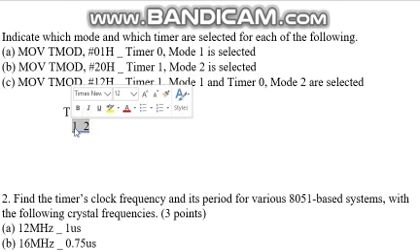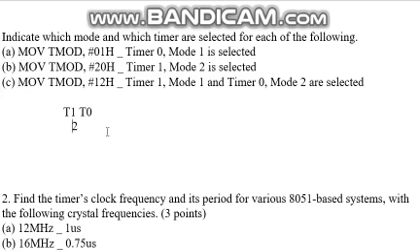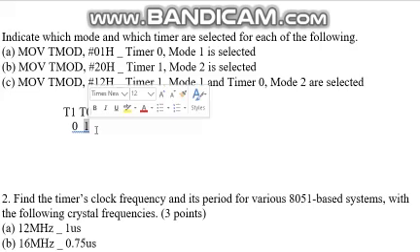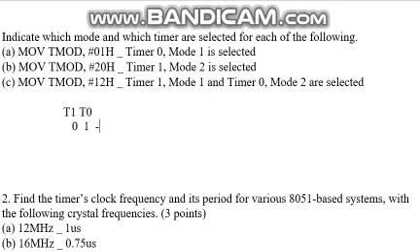So in the first case, it is given MOV TMOD, #01H. 01H means I'll type here 01. So 0 is at the position T1 and T0 contains 1, which means we are going to use timer 0 and the mode which will be set will be 1. So timer 0 with mode 1.